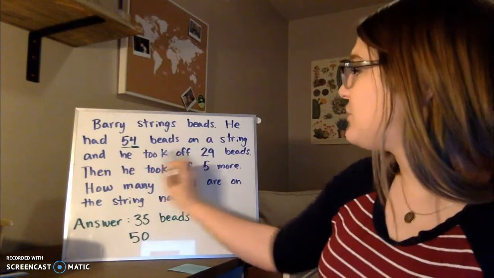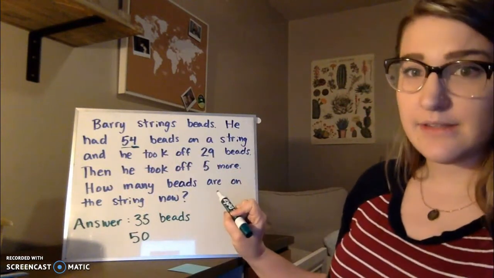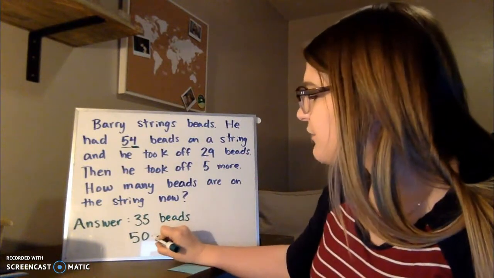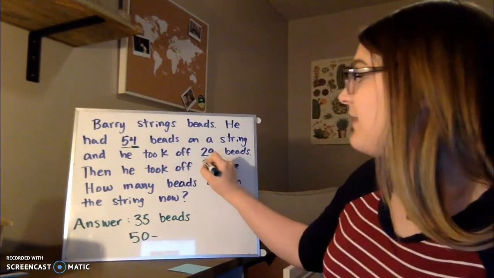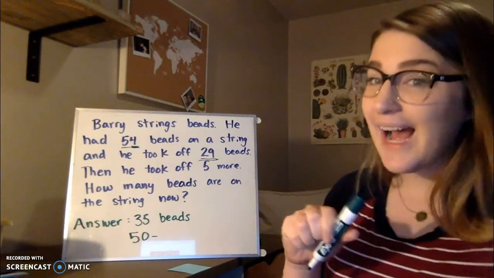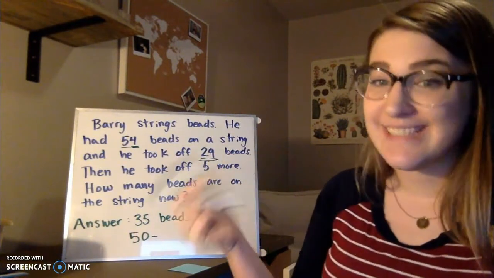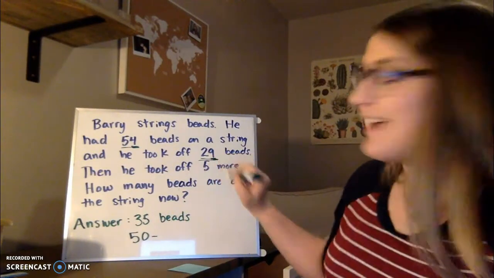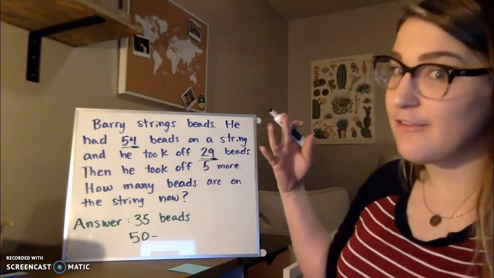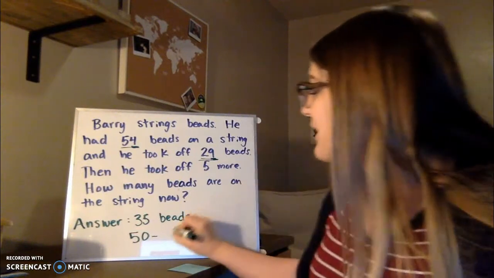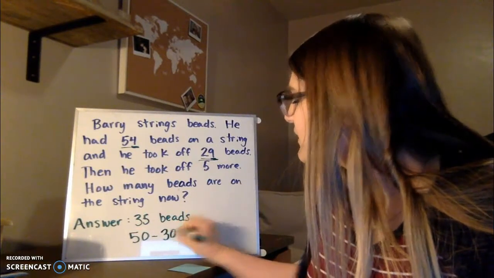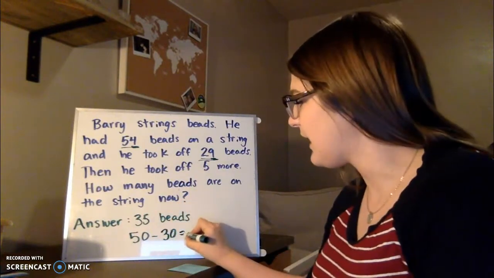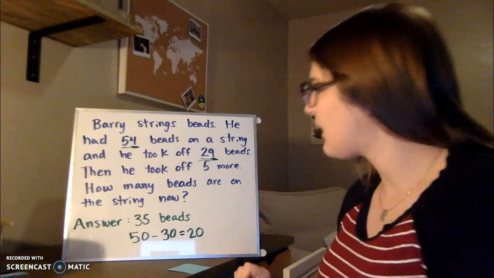And then it says he took off 29 beads. So if he's taking them off, that means he's subtracting them, right? So we're going to do 50 minus, and then 29, what is that rounded to the nearest 10? Since the ones place is a 9, that's 5 or above, we're going to round up to 30. So 50 minus 30 is 20, right?